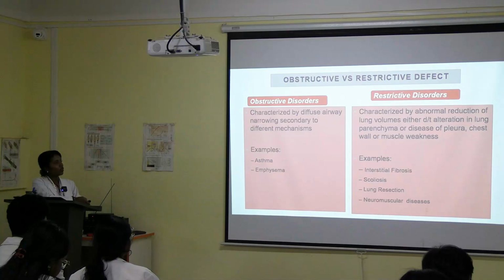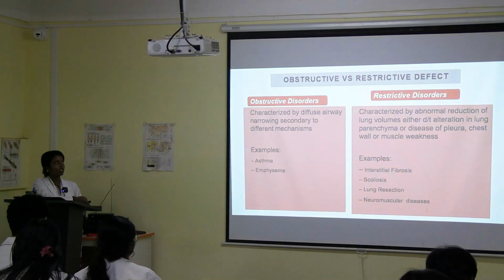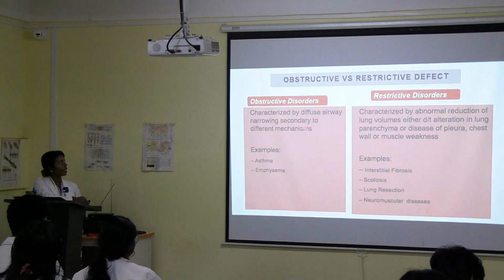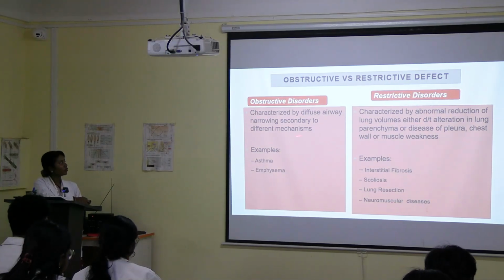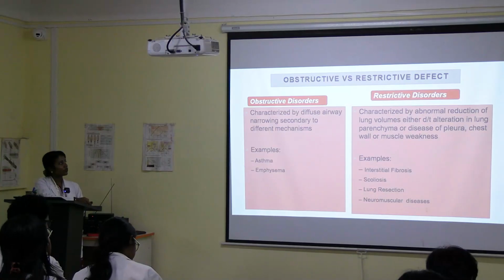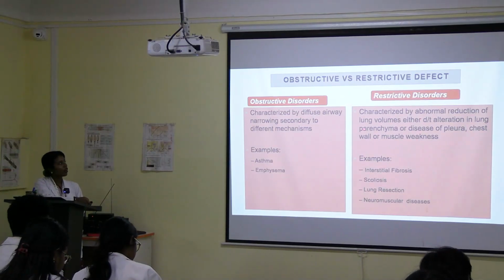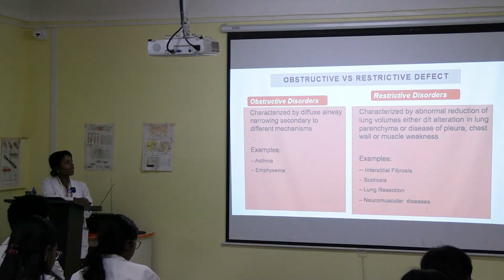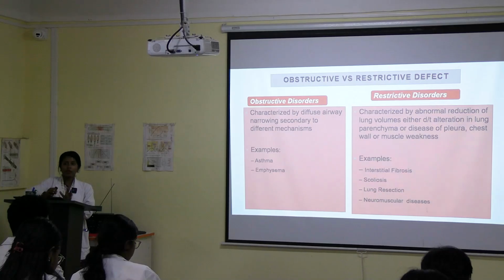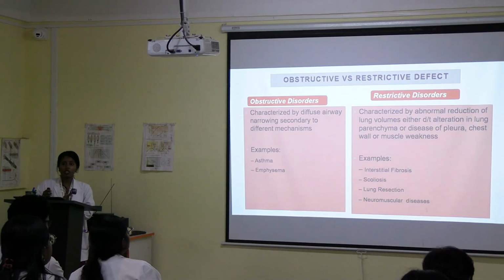Now we'll talk about obstructive versus restrictive. Obstruction is characterized by diffuse airway narrowing. There is narrowing, there is obstruction in the airway, secondary to different mechanisms. Examples are your asthma and emphysema. Restrictive is characterized by abnormal reduction of lung volumes, either due to some pathology in the lung parenchyma, or there will be some restriction outside, in the chest wall.